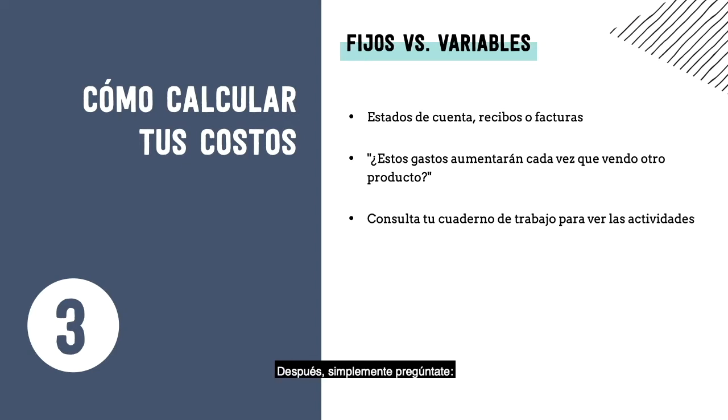Then simply ask yourself, would this expense increase every time I would sell one more product? If the answer to that question is yes, then it is most likely a variable cost. If not, it is most likely a fixed cost. You can use a table like the one in your workbook to record your expenses and categorize them accordingly.